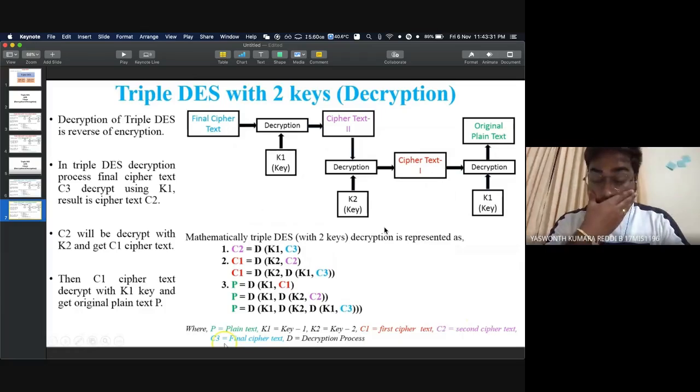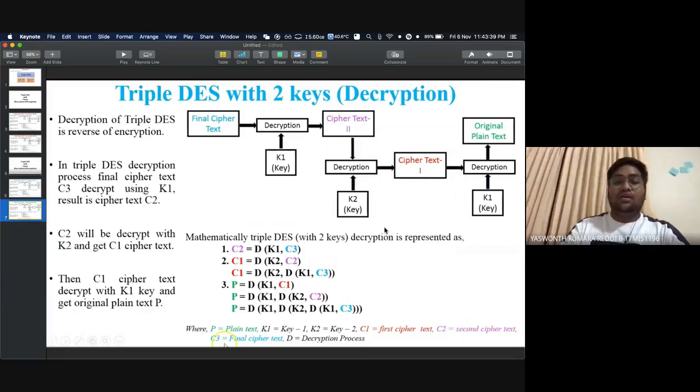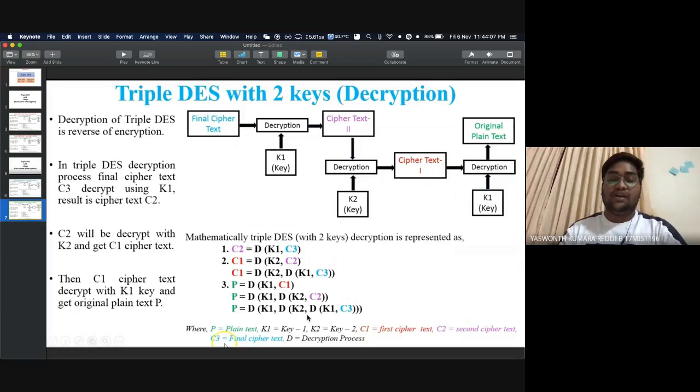Mathematically, C2 equals D of K1, C3, and C1 equals D of K2, C2. So C1 equals D of K2, D of K1, C3, and P equals D of K1, C1, which is D of K1, D of K2, D of K1, C3. Here P is the plaintext, K1 and K2 are the keys, C1 is the first ciphertext, C2 is the second ciphertext, C3 is the final ciphertext, and D is the decryption.